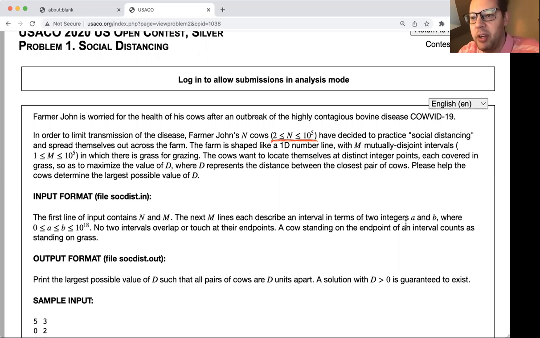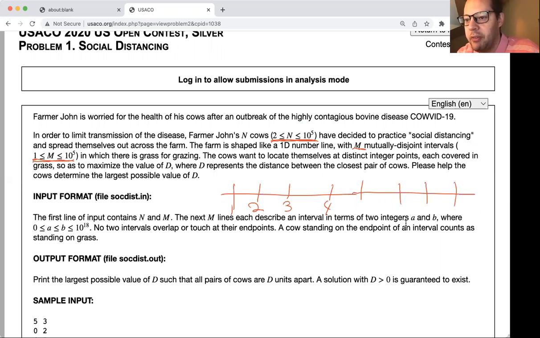The farm is shaped like a 1D number line, so just like 1, 2, 3, that's the farm, with M mutually disjoint intervals, where M is between 1 and 10^5, in which there is grass for grazing. Mutually disjoint intervals is kind of a mouthful, but basically, if the farm is a number line, 5, 6, 7, 8, then there are patches of grass, M total patches of grass. So if M is 2, that means 2 grass patches. And they're defined by mutually disjoint intervals. That means they will not have any overlaps, and they'll be separated from each other by at least 1 square.